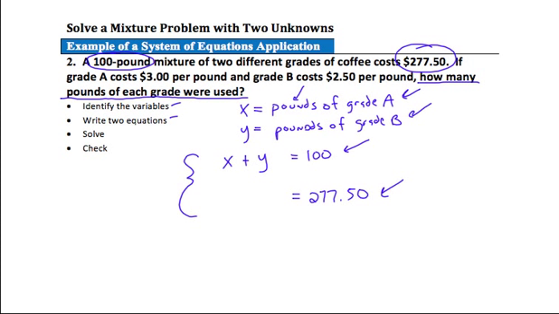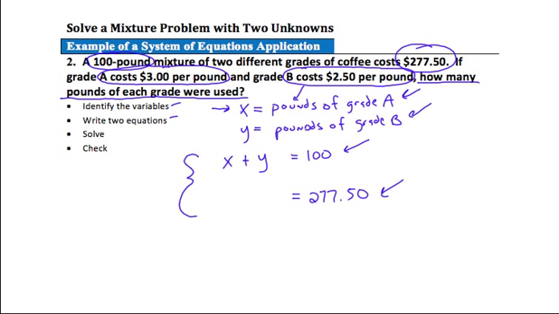This next equation has to do with money, how much we're spending to get this coffee. We've spent $277.50. How do we come up with a total amount of money? Grade B costs $2.50 per pound, which means every pound I buy costs me $2.50. Grade A costs $3 per pound, so every pound of grade A that I buy, I get charged $3. That is how we're going to come up with this total of $277.50.